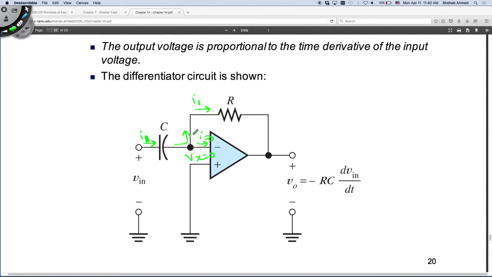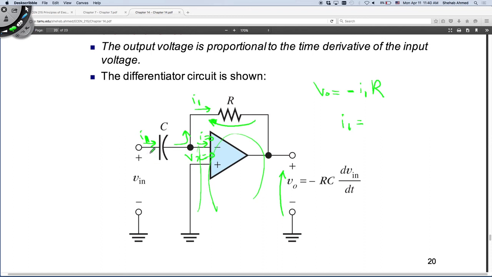Right? So there's current flowing here, so there's a voltage drop across it. This voltage plus this voltage is equal to 0 if I go around this loop. So what does this mean? It means that V output is equal to minus I1 times R. What is I1? It is the current flowing here.